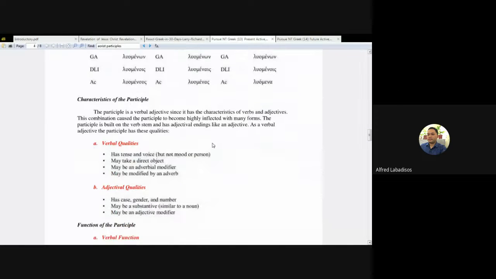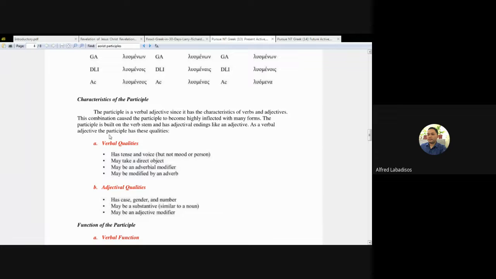Now, characteristics of the participle. What are those characteristics? The participle is a verbal adjective since it has characteristics of verbs and adjectives. This combination causes the participle to become highly inflected with many forms. So the participle is built on the verb stem and has adjectival endings like an adjective.